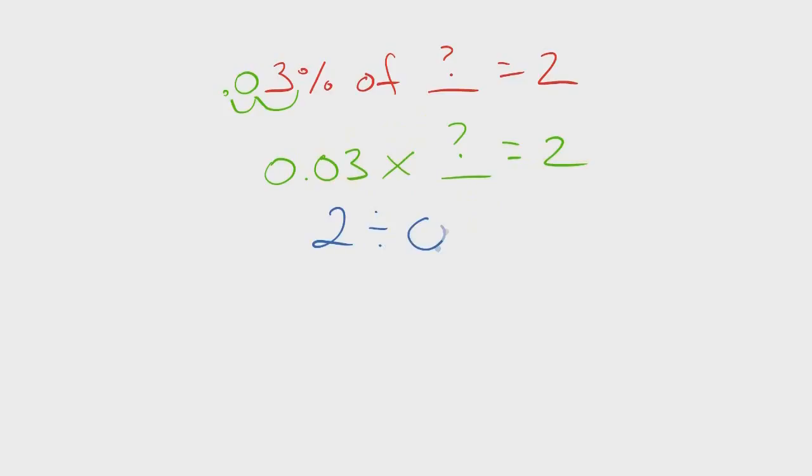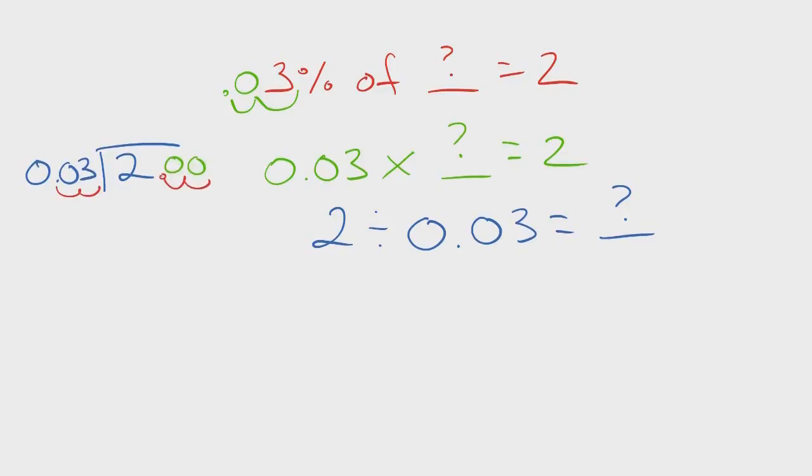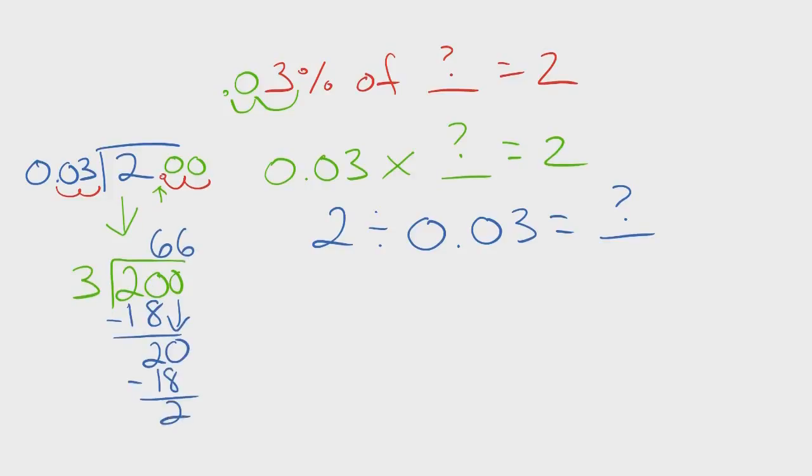2 divided by 0.03 equals a number. And we're going to do a long division problem over here. 2 divided by 0.03. Well, you should be seeing a pattern by now. I'll add a decimal, bring it straight up, put it there, add a 0, we get 20 again. So this will be 6. So basically, it's a repeater.